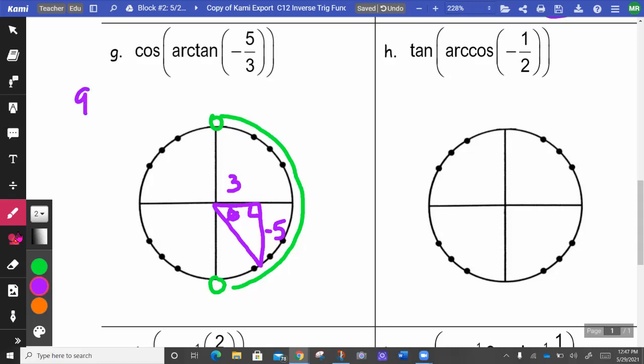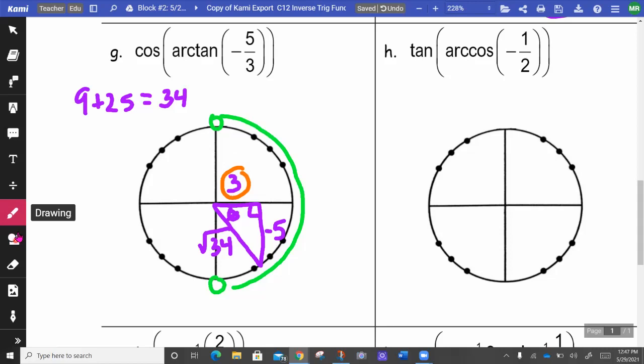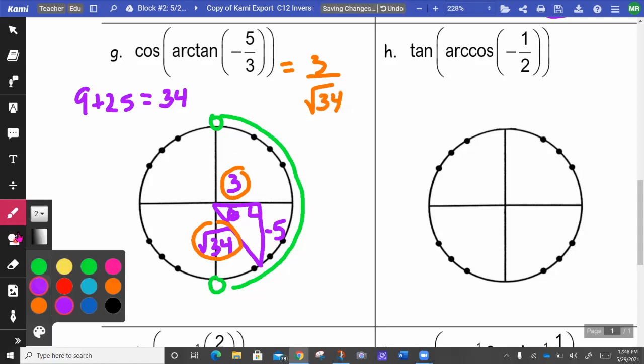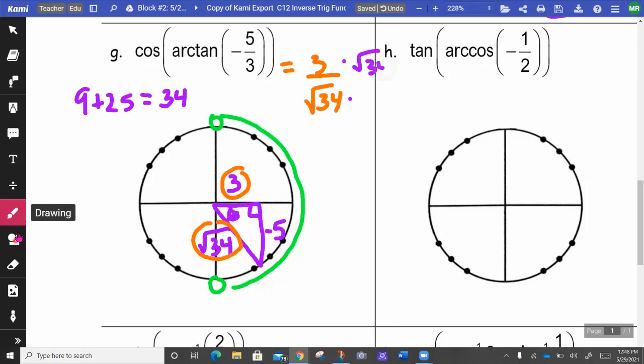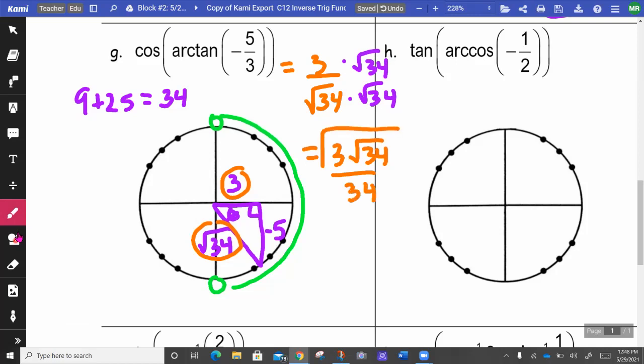And then I'm going to find my hypotenuse. So I'm going to basically have 9 plus 25 is equal to 34, and take the square root of that. And this is going to be the square root of 34. And then I want cosine of this angle. So my cosine is going to be adjacent over hypotenuse. So it's going to be 3 over root 34. But I need to rationalize. So I need to times top and bottom by root 34. And my final answer is going to be 3 root 34 over 34. That's my answer.